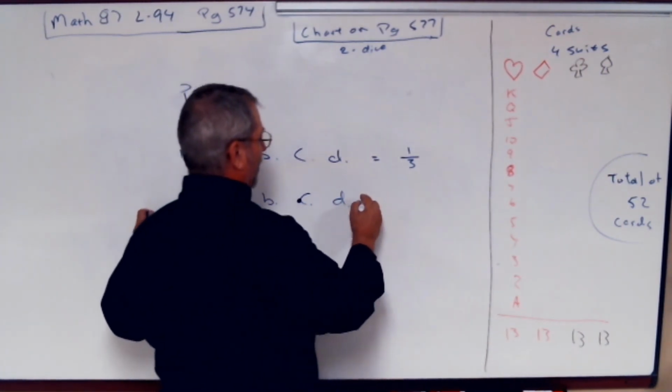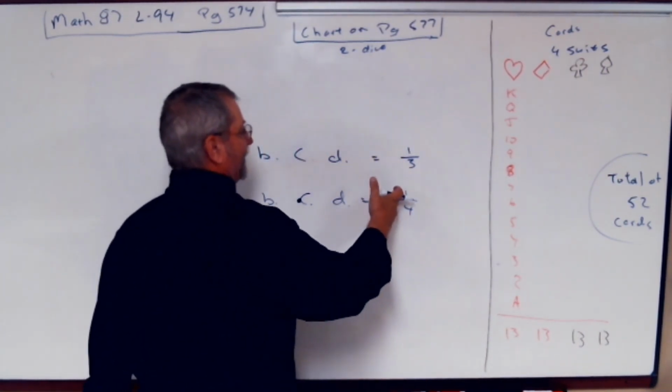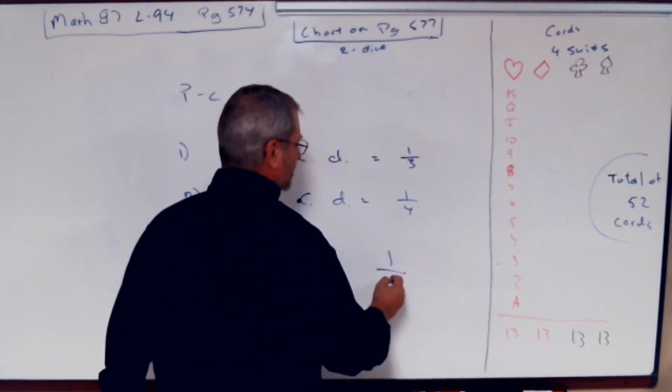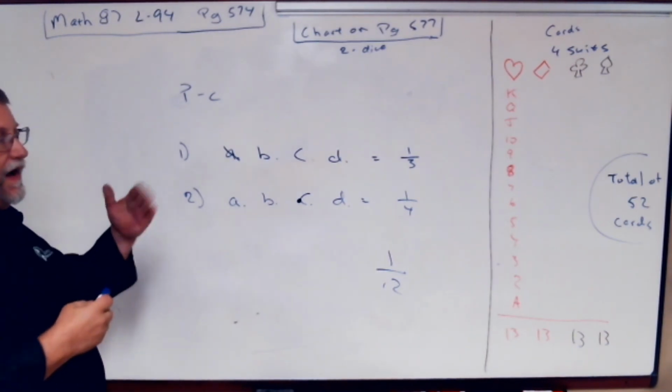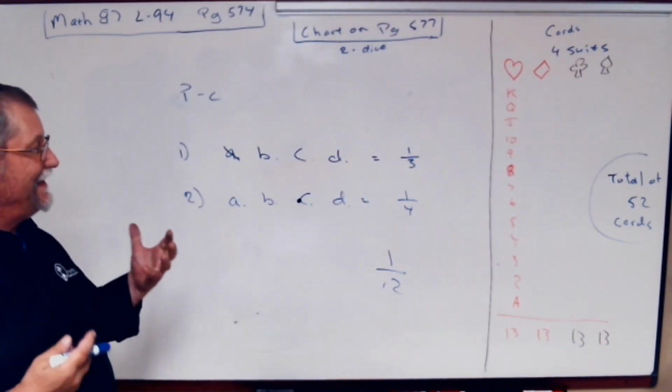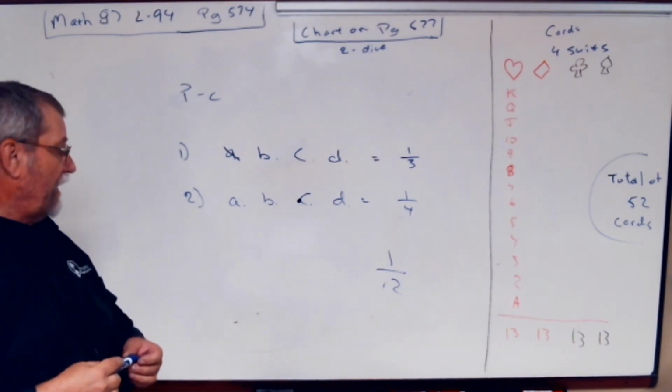Right here, there's 1 chance out of 4. Okay, when I multiply these together, I have 1 probability, 1 out of 12 tries to get it right, okay? That's not great odds, but it's not horrible. All right, you see how that works?